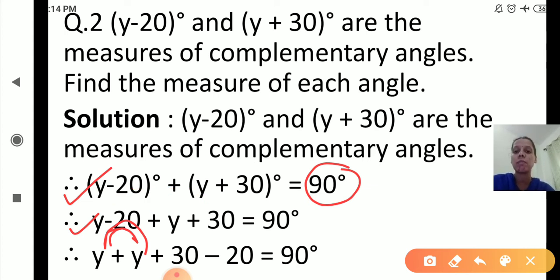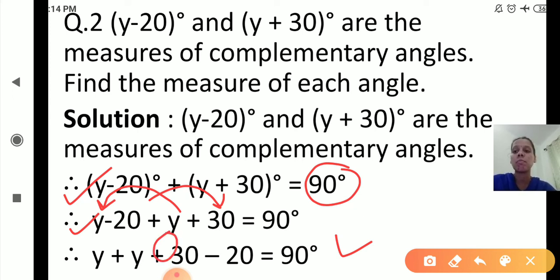So what is the next step here? See here, this step: y plus y plus 30 minus 20 is equal to 90 degree. We'll write down these alphabets together and the numbers together. So y plus y is what? 2y, and plus 30 minus 20 is 10, right, and with the bigger number's sign, so plus 10 will come.